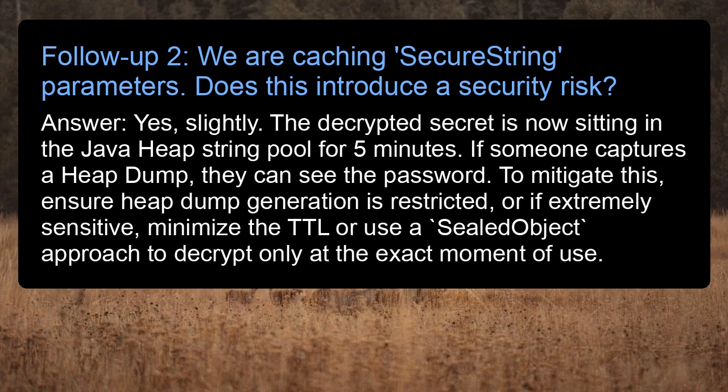Follow-up 2. We are caching secure string parameters. Does this introduce a security risk? Answer: yes, slightly. The decrypted secret is now sitting in the Java heap string pool for 5 minutes. If someone captures a heap dump, they can see the password. To mitigate this, ensure heap dump generation is restricted, or if extremely sensitive, minimize the TTL or use a sealed object approach to decrypt only at the exact moment of use.